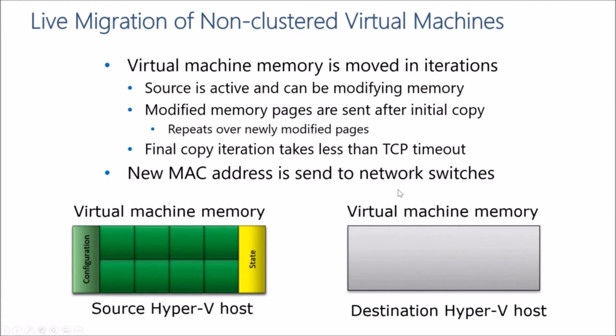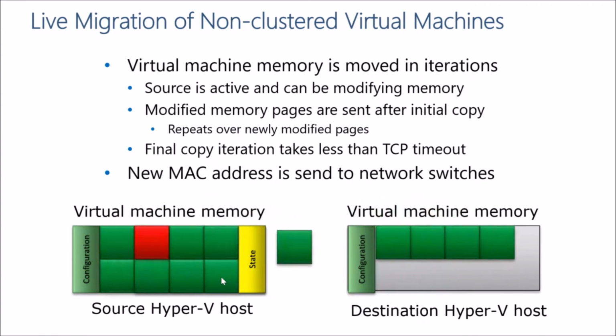So the new MAC address is sent to the network switches, and then it's updated, and basically all the clients are accessing the machine on the second Hyper-V server. So let's have a look at this. So this is the memory. This is the configuration. This is the current state. So what happens initially is that you copy all of it over to the Hyper-V machine.